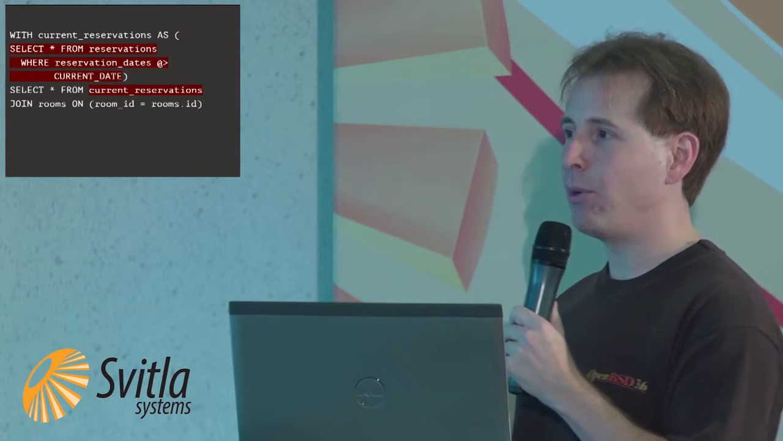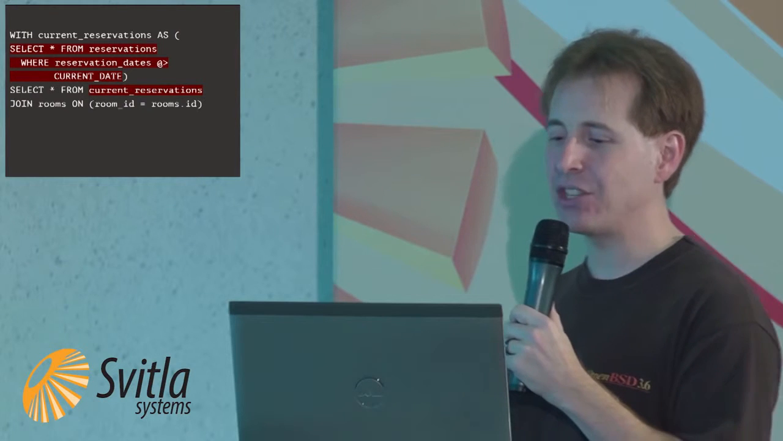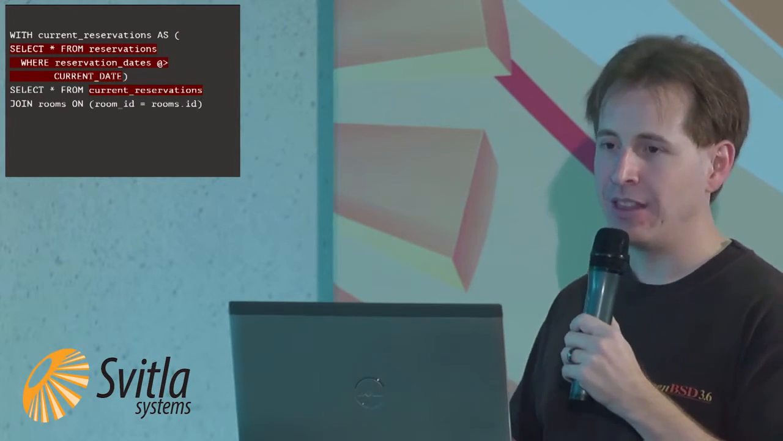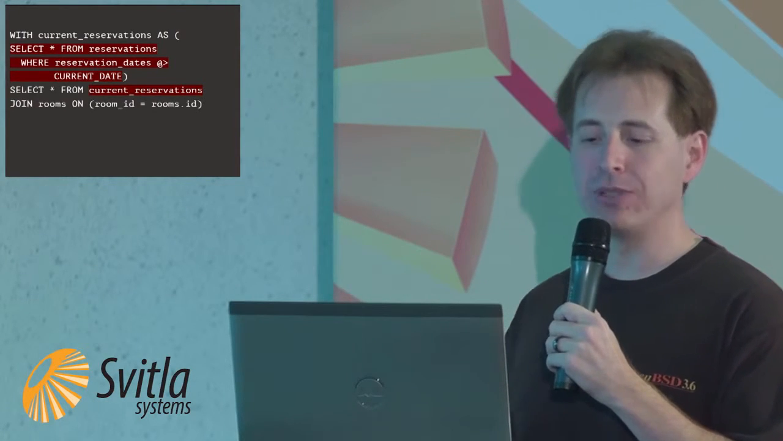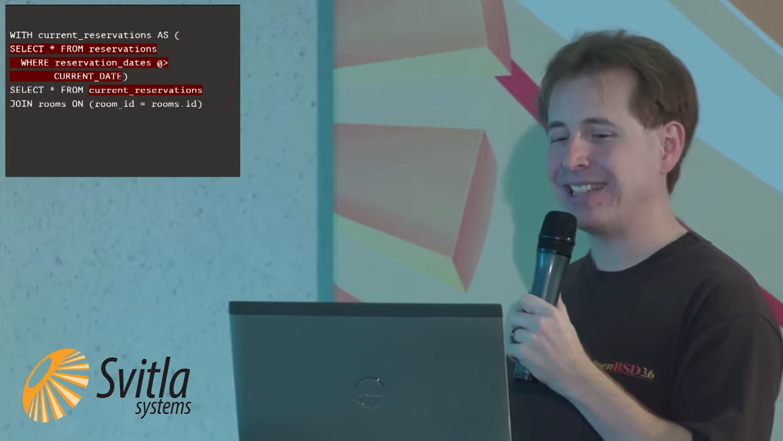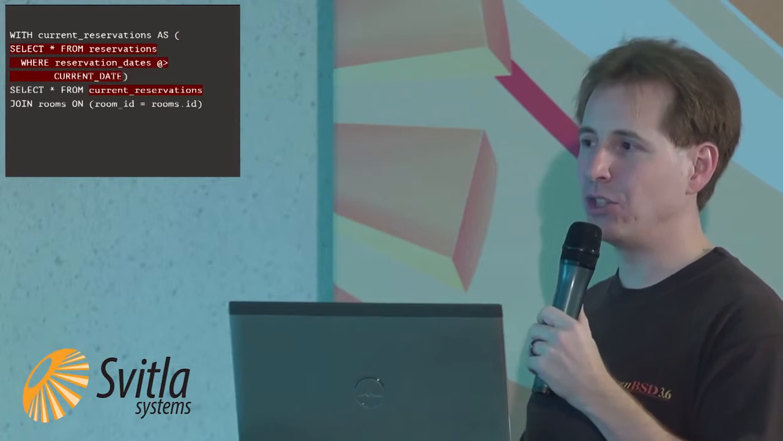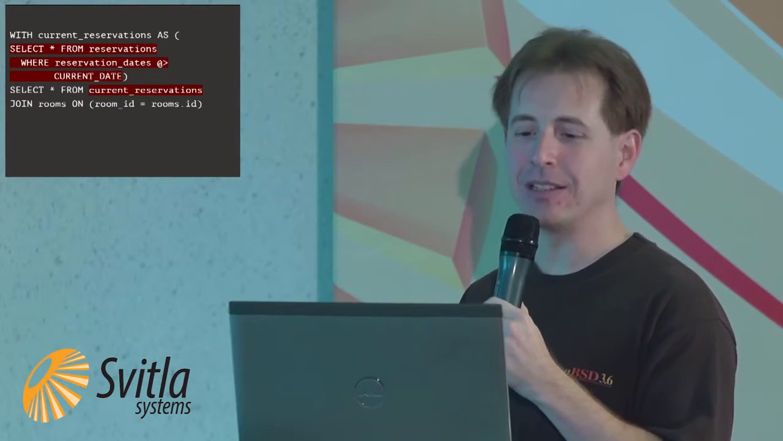Now, in this example, we were creating a subquery called current reservations, which selects the rows in the reservations table that include the current date. This outer query then selects from that subquery and then joins it to the rooms table. Now, in this example, this does not give you any additional features that you did not have before, since you could just filter the rows in the main query. So why did I spend time discussing this?